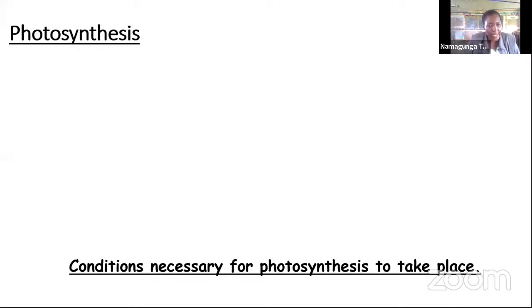This word is long as you see it. It is made up of 2 words. The first word, we are talking about photo. And the second one should be synthesis.